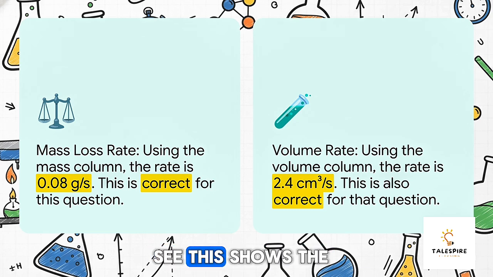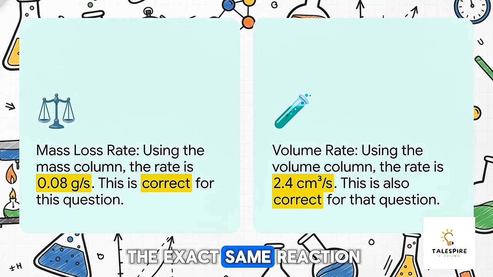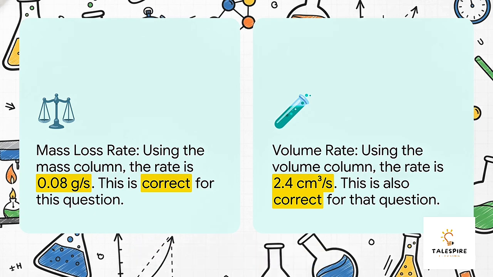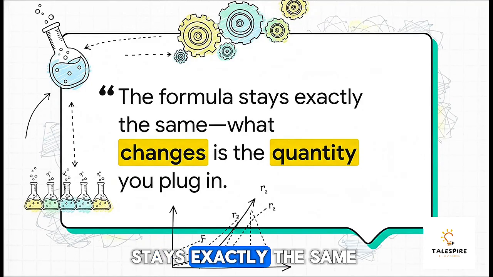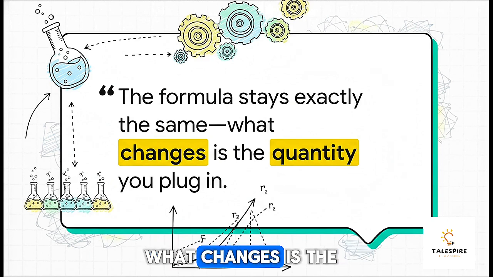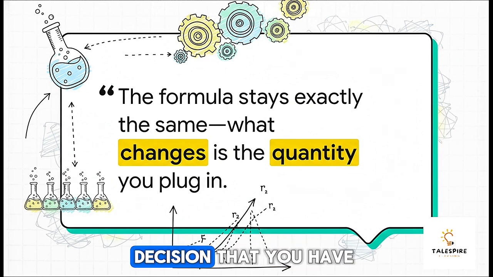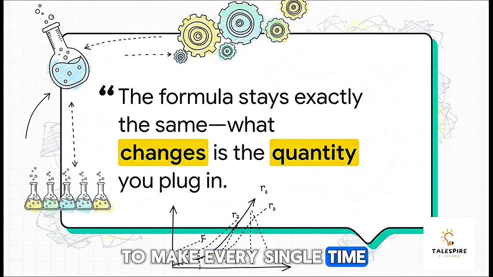See? This shows the key point perfectly. The mass of the reactant goes down as the volume of the product goes up. There are just 2 different ways of measuring the exact same reaction, and that's why we get 2 different but equally correct rates. You see? The formula stays exactly the same. What changes is the quantity you decide to plug in. This is the big decision that you have to make every single time.